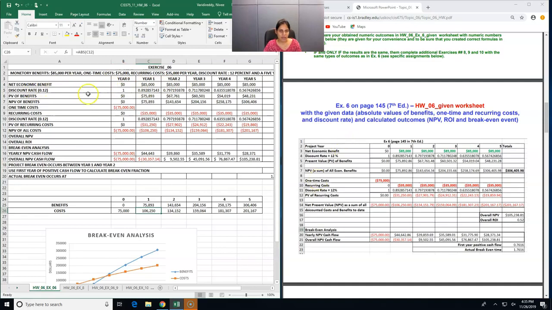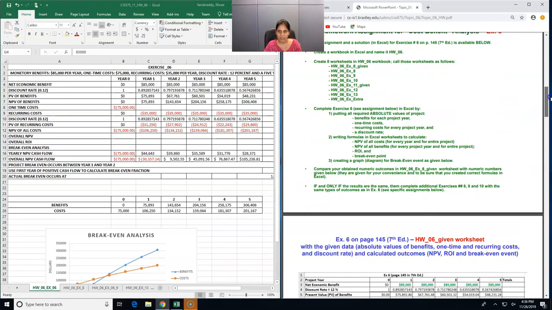I've just added a table to this Excel, and since we have a 5-year time horizon, I've given year 0, 1, 2, 3, 4, and 5, and I've entered net economic benefit. For year 0, it's $0, and for year 1, it's $85,000. For year 2, it's $85,000 again. For year 3, $85,000 again. For year 4, $85,000 again, and for year 5, it's $85,000 again.